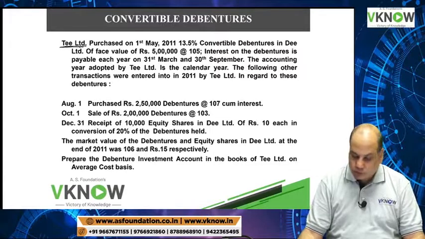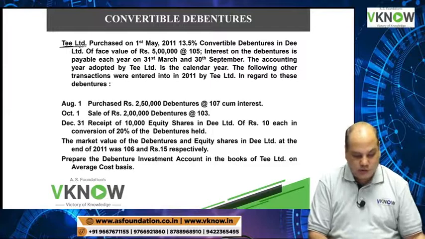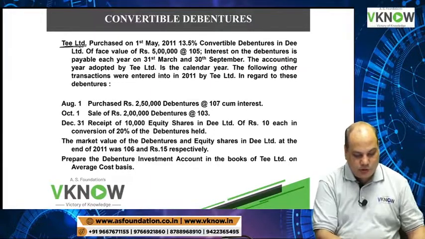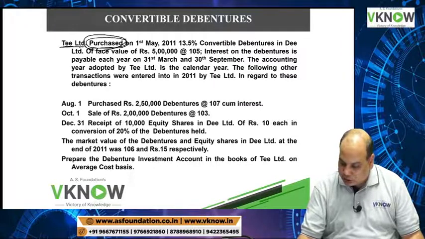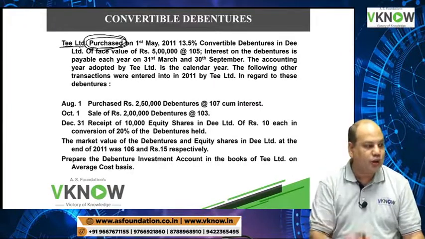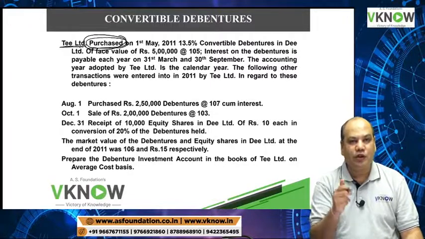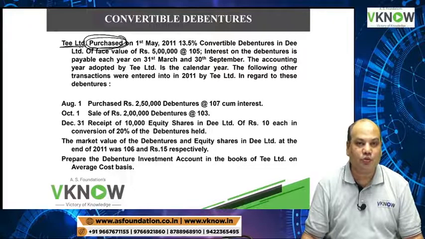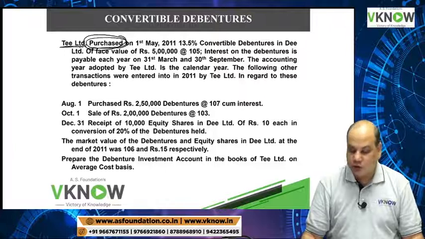Okay. T Limited purchased on 1st May 2011. T Limited purchased on, underline purchased. So this is the date of purchase. In this question there is no opening balance. Because you don't have to calculate opening interest accrued. If there is no balance, there is no opening interest accrued.